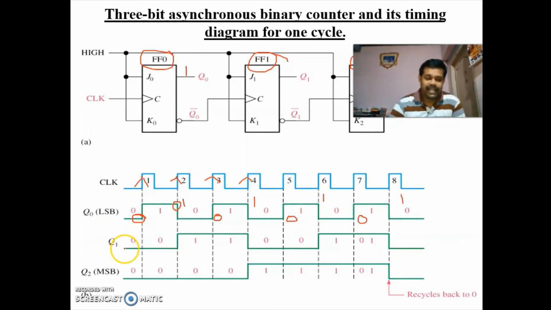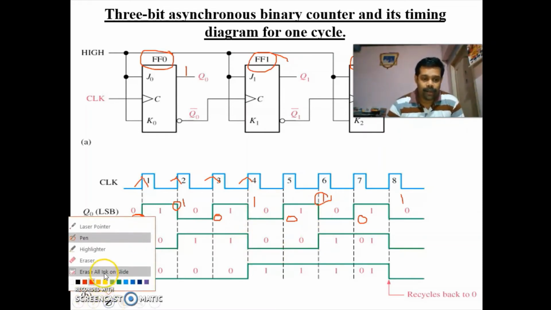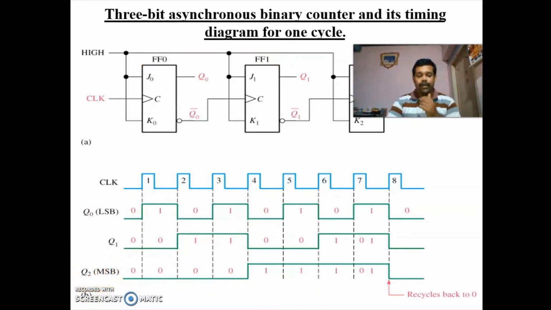So it will change its state during the positive 1 value of Q naught. So at this place it is changing to 1. Then at this place you are having Q naught is 1. So again it is changing to 0. Then it is changing to 1 at this place. Okay.